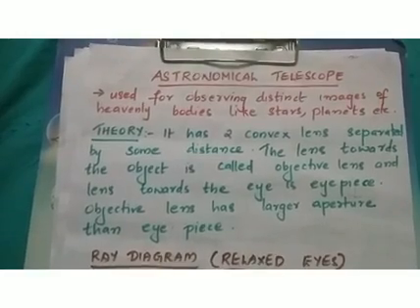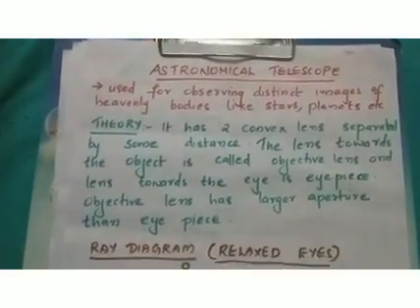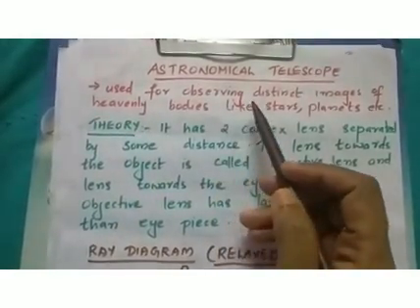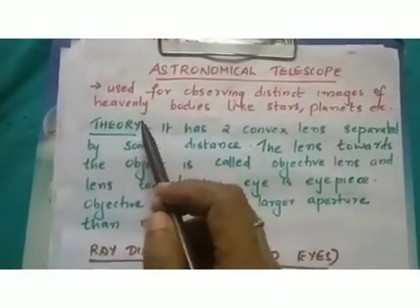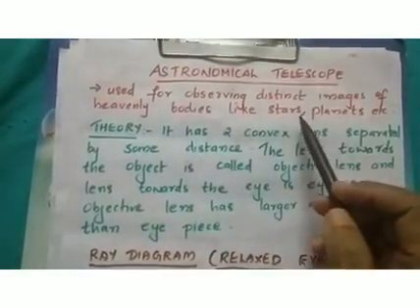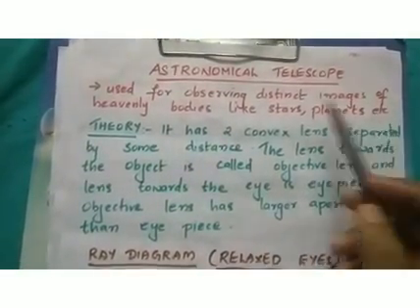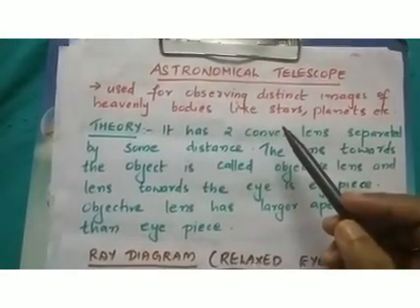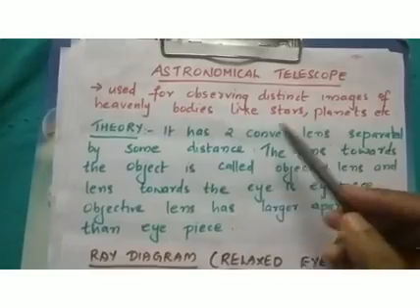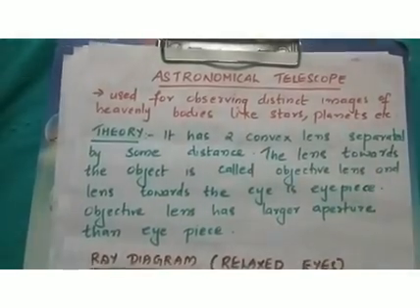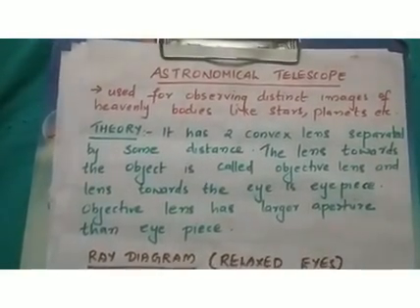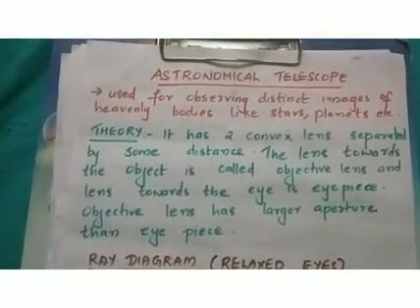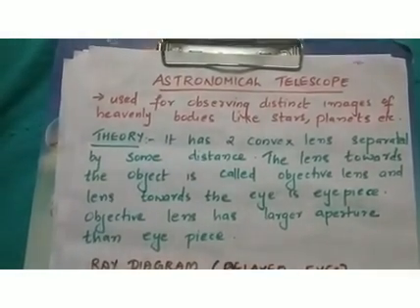So what is the purpose of an astronomical telescope? An astronomical telescope is used for observing distinct images of heavenly bodies like stars, planets, etc. You have already known about the use of the astronomical telescope. Why do we use it? In order to obtain a duly magnified and resolved image of far off celestial objects. Okay, and what is the theory?